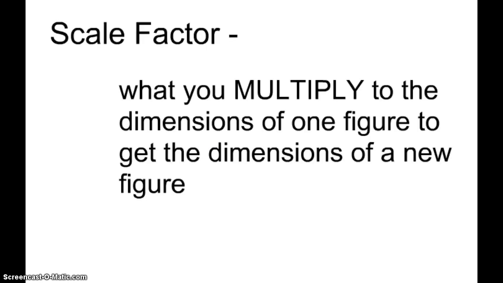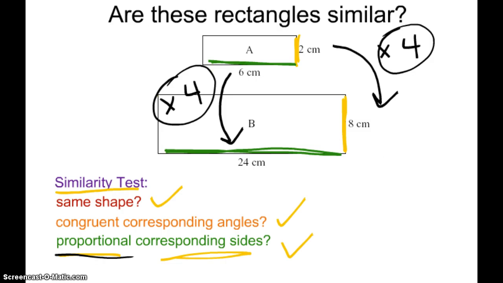So once again, scale factor is what you multiply to the dimensions of one figure to get the dimensions of a new figure. Always, always, always, scale factor is what you multiply. Let's go back here for a second. I just want to emphasize that scale factor is always what you multiply, because even though we know that to get from 8 to 2, you can divide by 4, the scale factor from big shape to small shape is not 4. It's not 4 because we divided by 4.